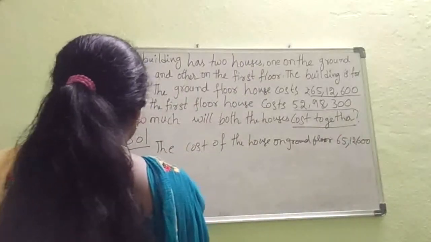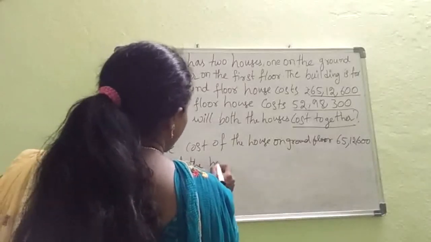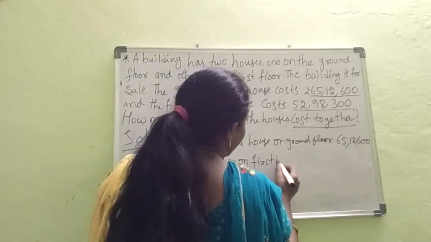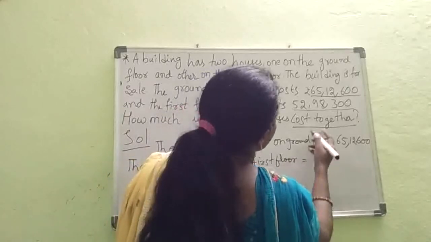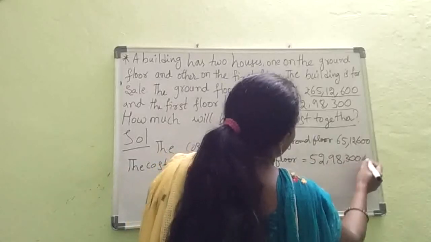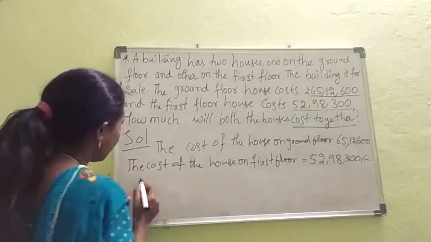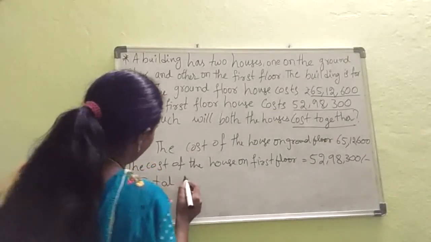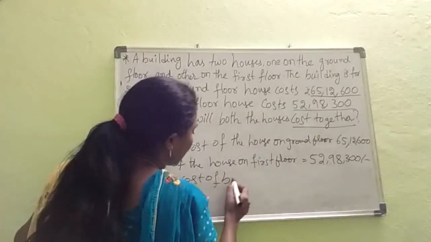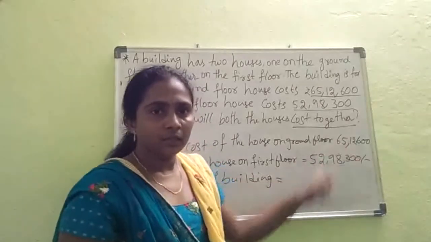Next, the cost of the house on the first floor. How much is given? 52 lakh 98,300. These are the two. Now what is the total cost of the building? If you add these two, you will get the total cost of the building. You need to add these two.